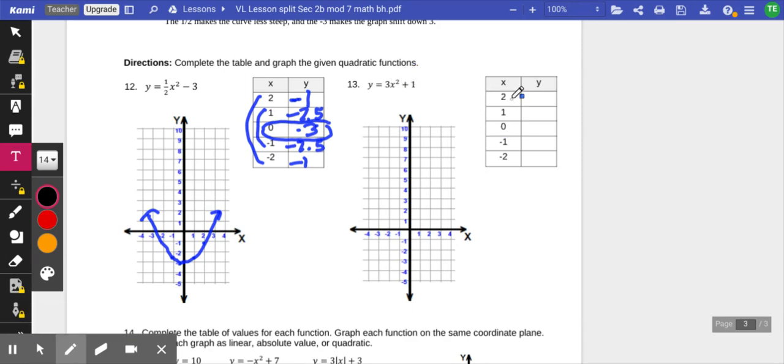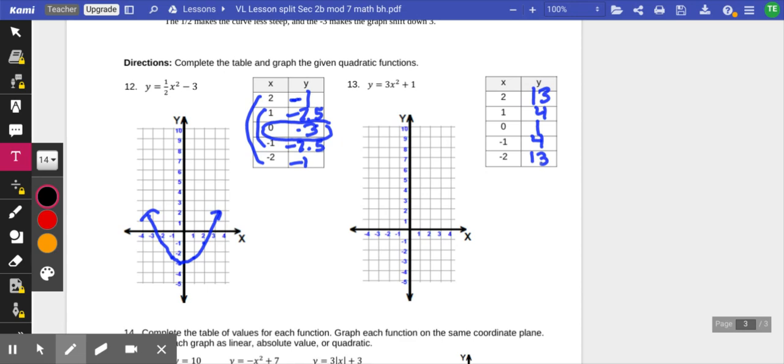2 squared is 4. 4 times 3 is 12. 12 plus 1 is 13. 1 squared is 1 times 3 is 3 plus 1 is 4. 0 squared is 0 times 3 is 0 plus 1 is 1. -1 squared is 1. 1 times 3 is 3 plus 1 is 4. -2 squared is 4. 4 times 3 is 12. 12 plus 1 is 13. Again, I see my symmetry.